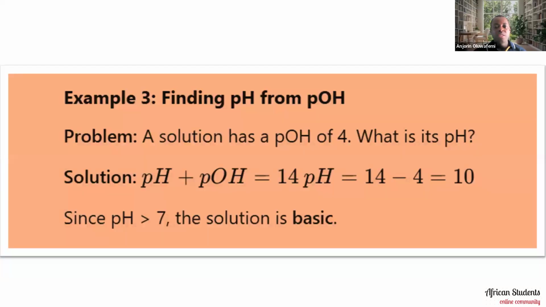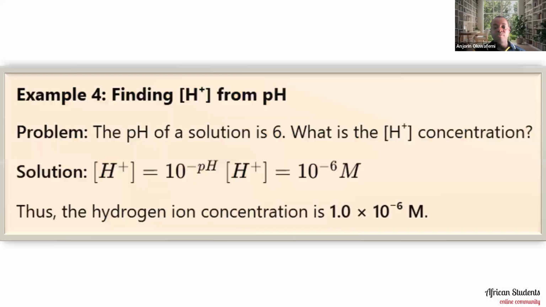The next one is to find the pH from the pOH. A solution has a pOH of 4. What is its pH? pH plus pOH equals 14, so bear that in mind. Therefore, pH equals 14 minus 4, which is 10. So the pH for that solution is 10. Since the pH is greater than 7, the solution is said to be basic.